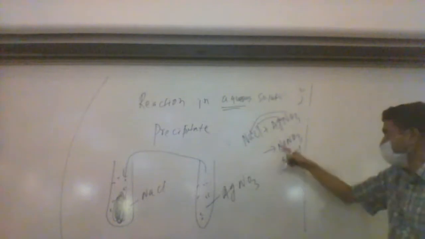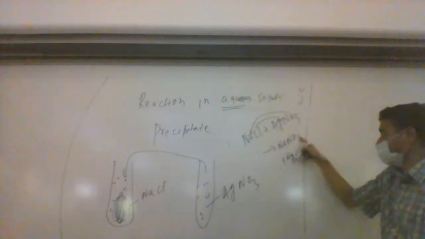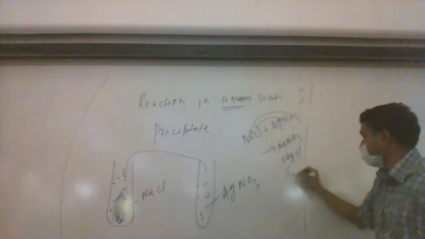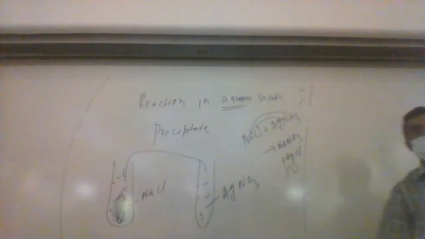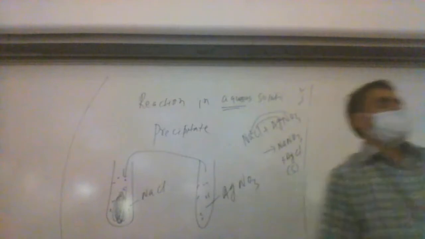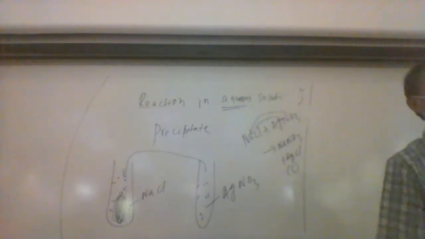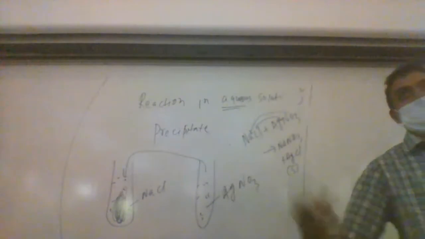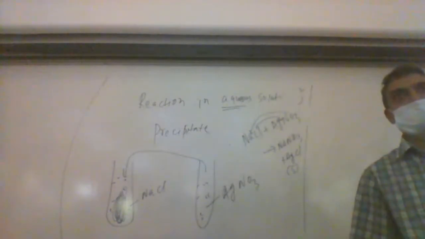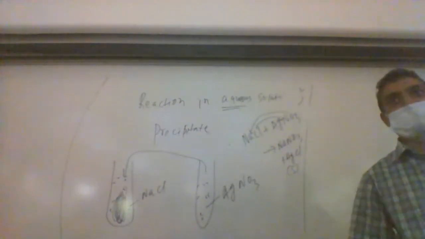Now this one can be dissolved in water. This one cannot be dissolved in water, so it comes out as a solid. Make sense? It's just changing the position. One goes to sit with the other in water. So this is called a double displacement kind of reaction. One is displacing the other.